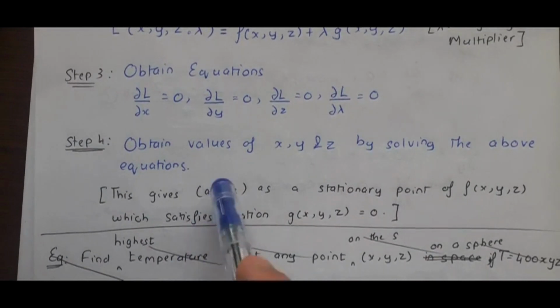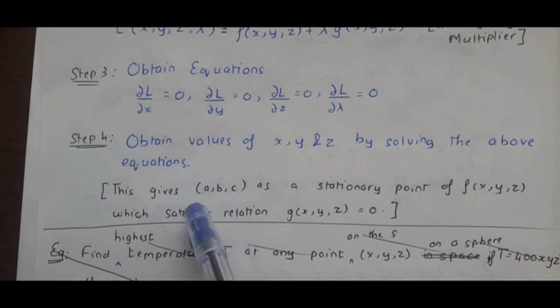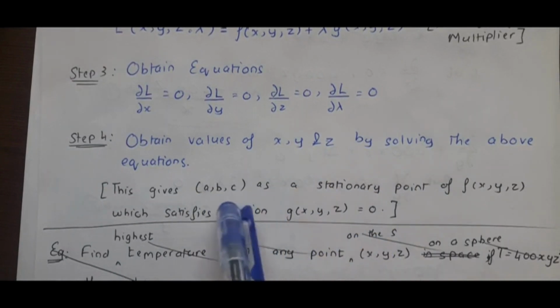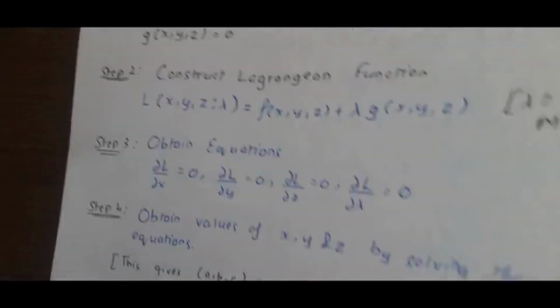So now our answer will be of the form a, b, c. So it's coordinates x, y and z, which have the values a, b and c, which is a stationary point which satisfies the maxima of this with respect to the relation g of x, y, z.